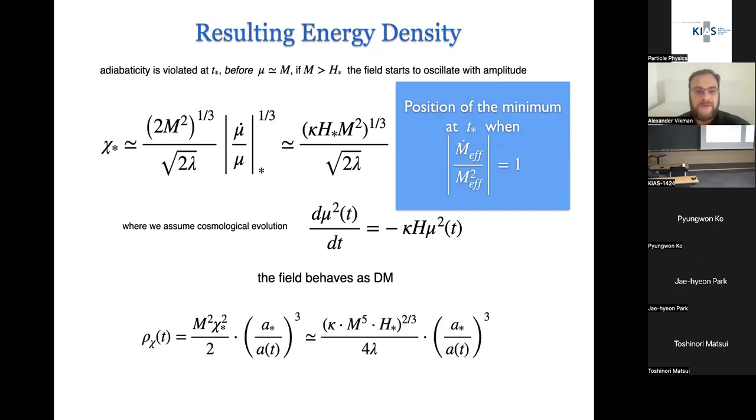And of course, you can calculate how it redshifts even later. It's just the normal scaling, 1 over a cubed. Basically, again, for this talk, I will use kappa equal to 2. And it just shows you that this density which we produce is actually inversely proportional to lambda, the self-coupling constant, which is kind of interesting.